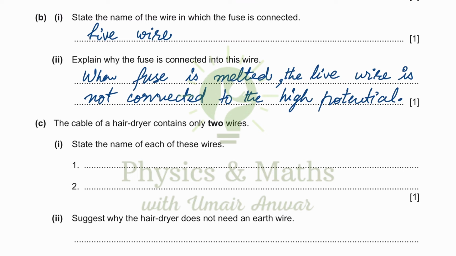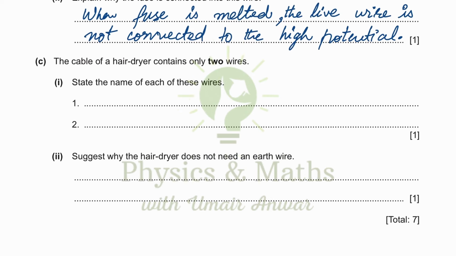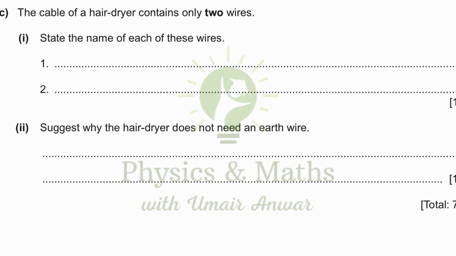The cable of a hairdryer contains only two wires. State the name of each of these wires. So one of them would be the live wire and the other one would be the neutral wire. And if a third wire is present, then that is the earth or the ground wire. Suggest why the dryer does not need an earth wire.